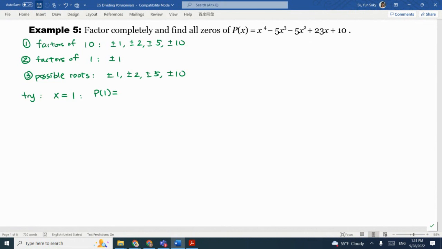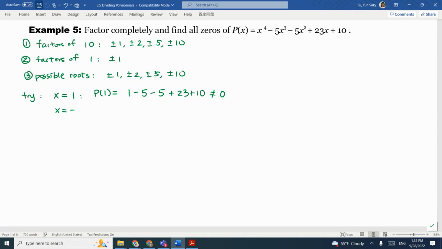Okay, what's P of 1? So we plug in x as 1. 1 to the whatever power is 1. So we have 1, and then minus 5, right, everybody? And minus 5 plus 23 plus 10. Is it equal to 0? No. Right, everybody?